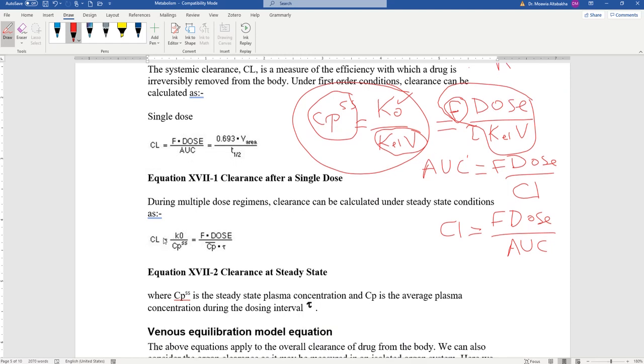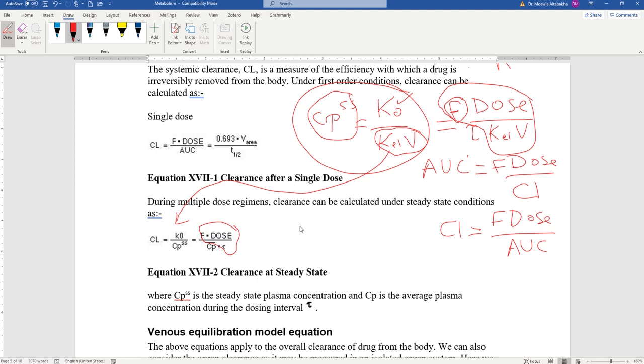طيب, we can write this equation also as this one here, إنه the clearance is equal to the dosing rate أو infusion rate divided by CPSS. شو الدوزing rate؟ اللي هو ايش حكينا برضه؟ اللي هو الدوز على تاو, بضربها ب F in case I'm talking about extravascular administration.